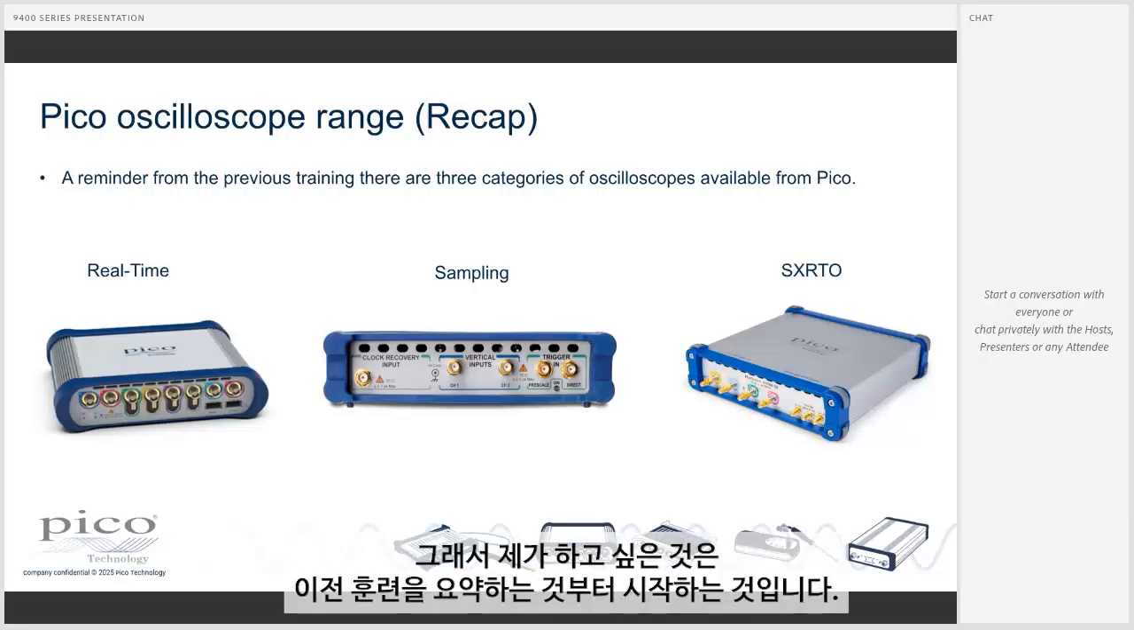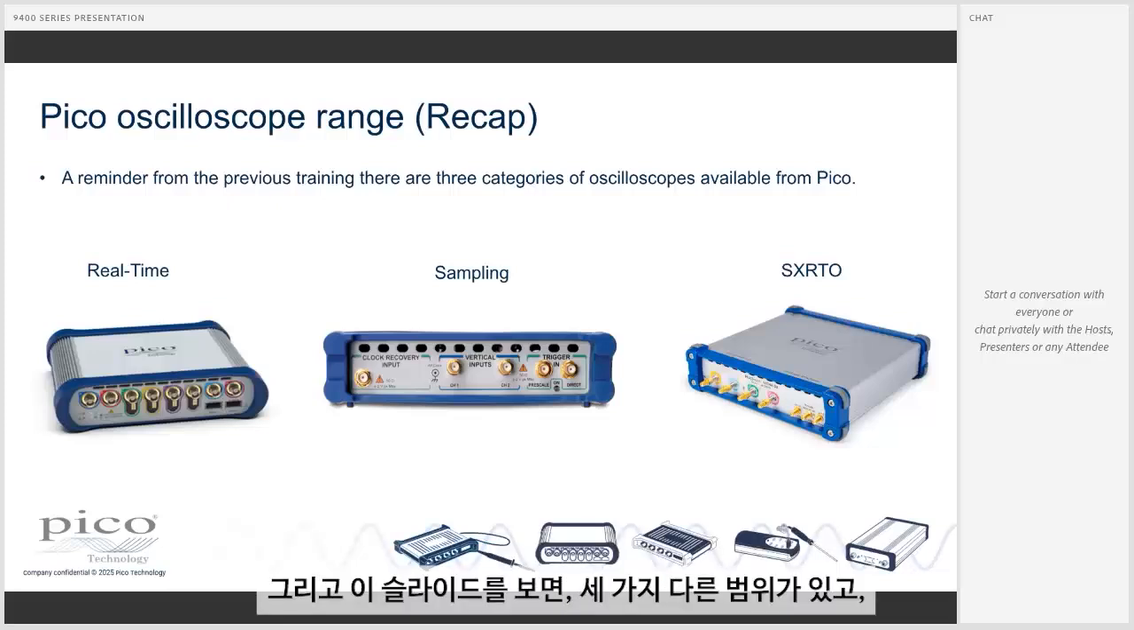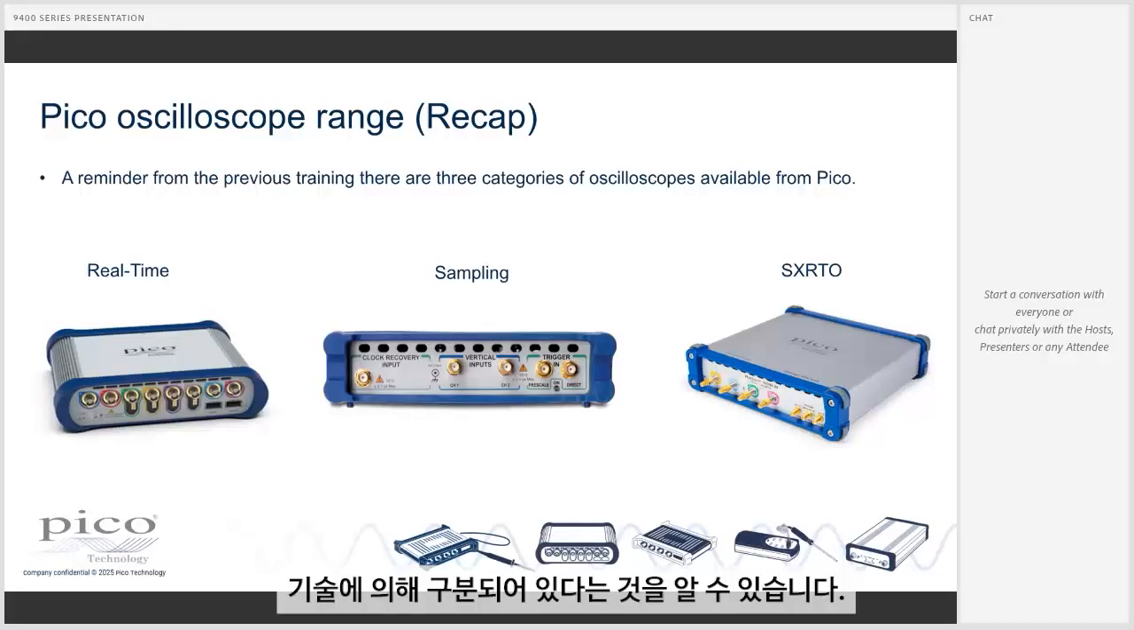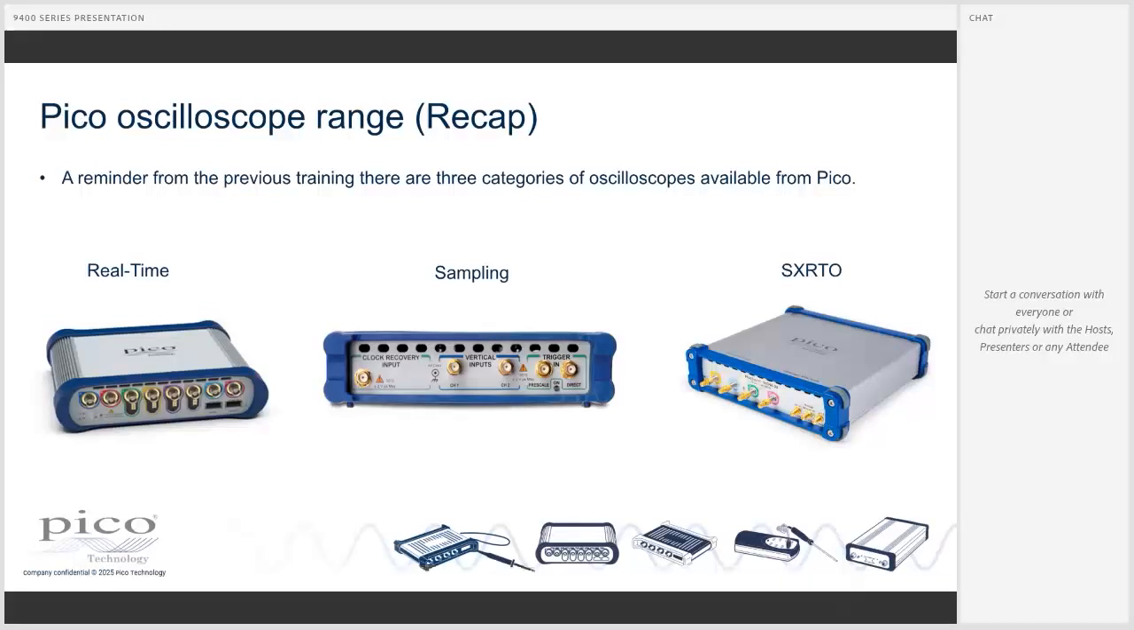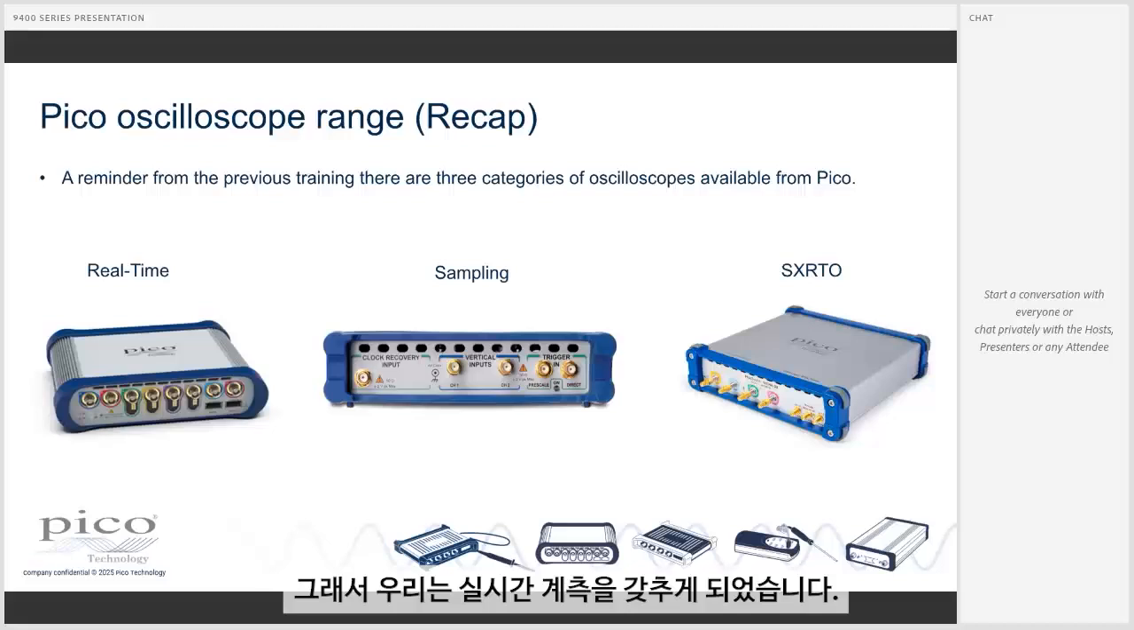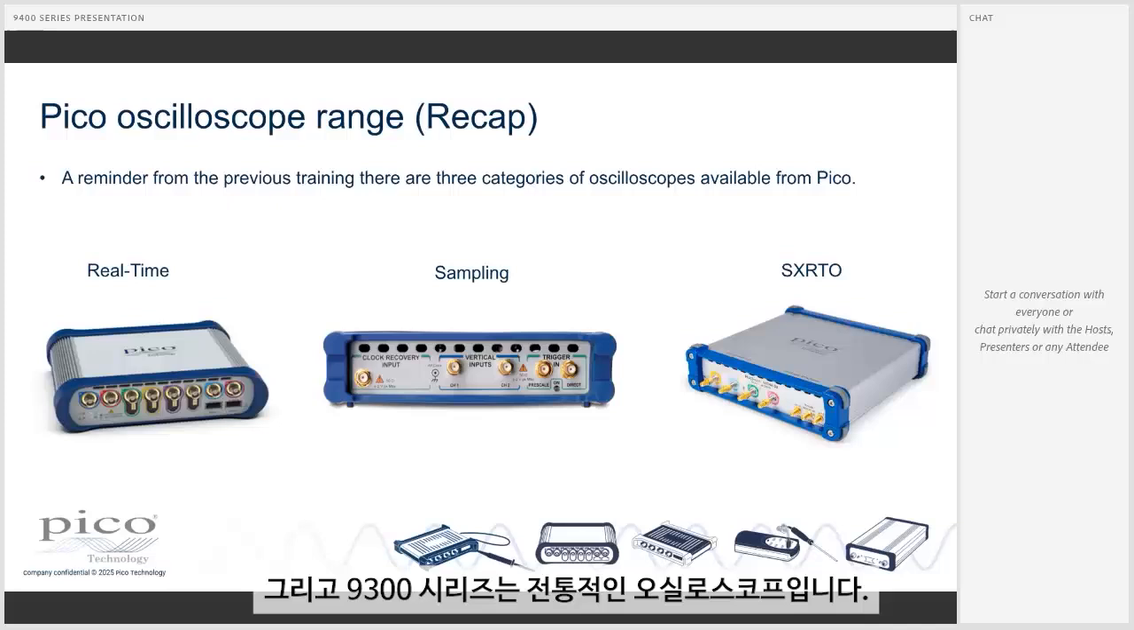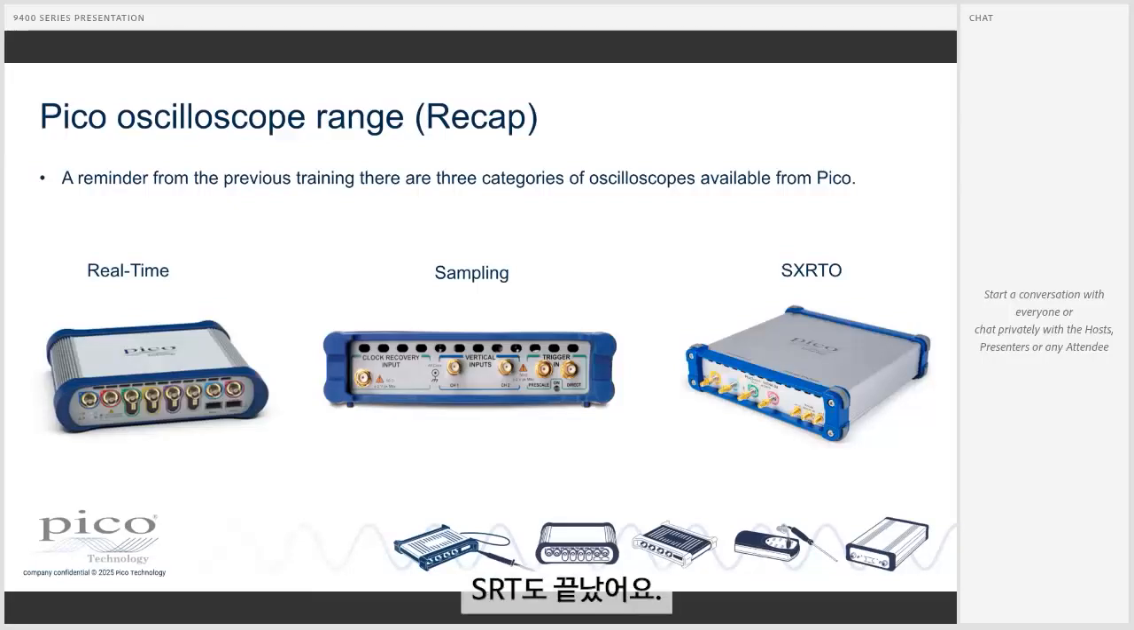So what I'd like to do is start with a recap on the previous training. And looking at this slide, you can see there's three different oscilloscopes there. And these are separated by sampling technology. So we have the real-time instrumentation, and I'm showing an example here of the 6000E series. We then have the traditional sampling oscilloscopes, which are the 9300 series. And we have the SXRTO. The SXRTO is where we'll be concentrating on going forward.